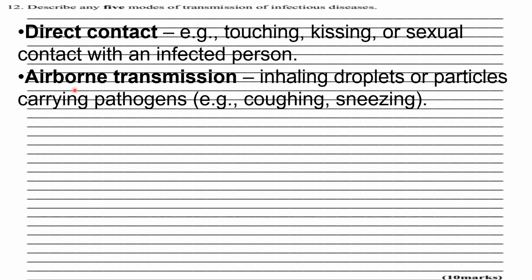Some diseases are transmitted by air. We call them airborne diseases, which can be transmitted by inhaling droplets or particles which carry pathogens. For example, through coughing and sneezing.